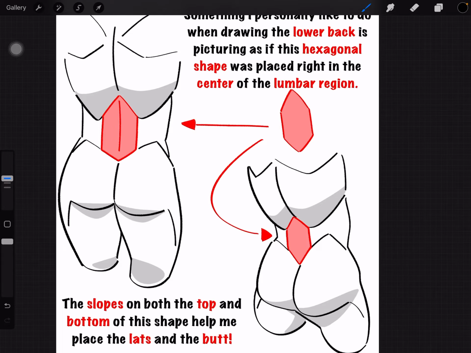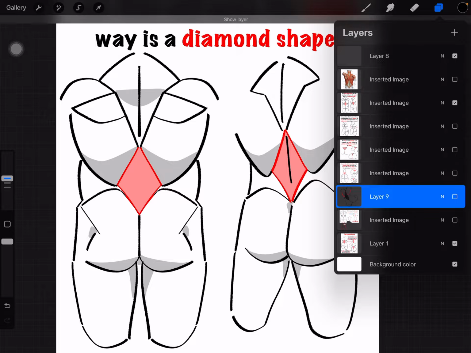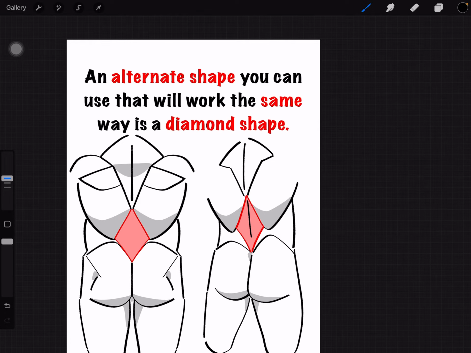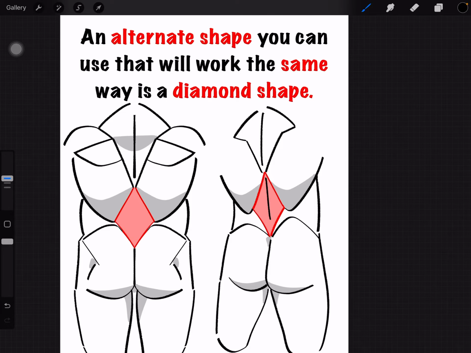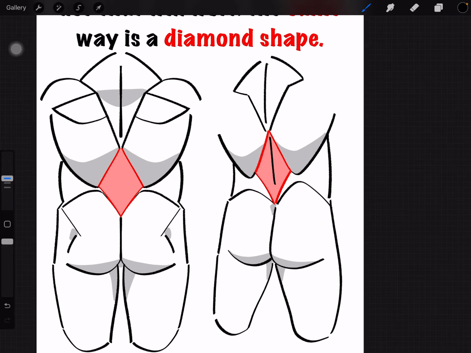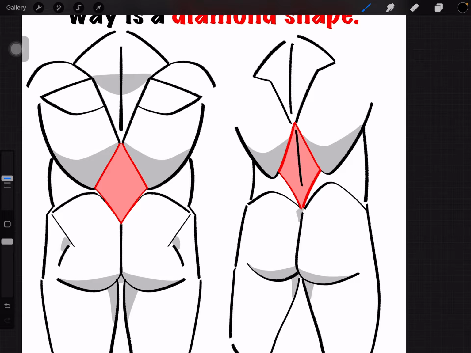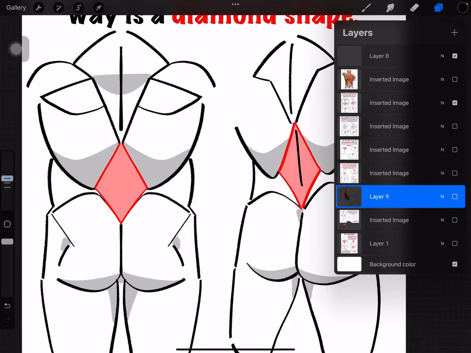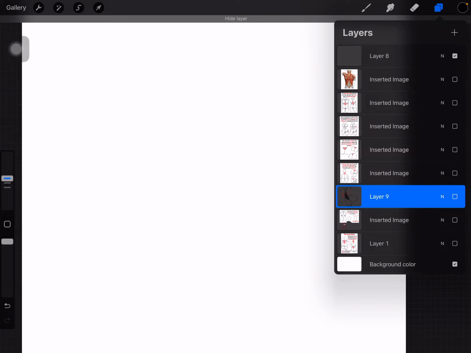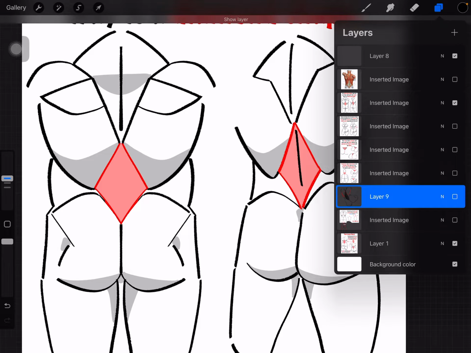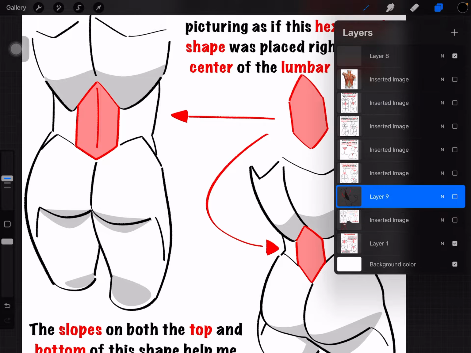And actually I have the page over here, which is an alternate shape you can use that will work the same way, a diamond shape. I would actually say that this diamond shape is probably more accurate to a real depiction of the way that the lats sit on the body. The lats actually sit maybe lower on the body than how it's depicted here.